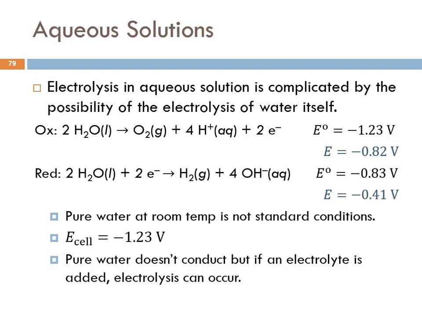Okay, so we talked about molten salts and mixtures of molten salts. Let's look at aqueous solutions. When we do electrolysis in aqueous solutions, it gets more complicated. And unfortunately, electrolysis in aqueous solutions is usually what happens. So one of the complicating factors here is that you can get electrolysis of the water itself. Right? We just talked about that and looked at a picture of it. So the oxidation of water gives oxygen and 4 hydrogen ions and 2 electrons. The standard potential is minus 1.23 volts.